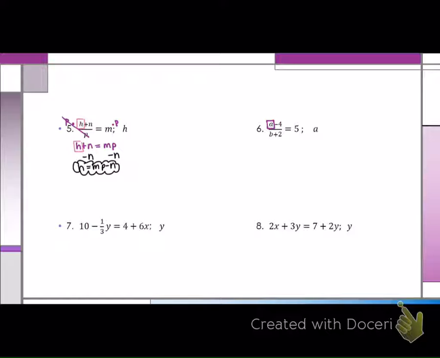Josh, number 6, what would you do first to get a by itself? You've got to get rid of that denominator because you can't move the 4 yet until the denominator is out of there. So what do we do to get rid of the denominator? We have to multiply the whole denominator, which is in parentheses, to both sides. Because it's an expression of more than one term, you need to multiply it to both sides. So that's a minus 4 equals 5 times b plus 2, because those cancel out.